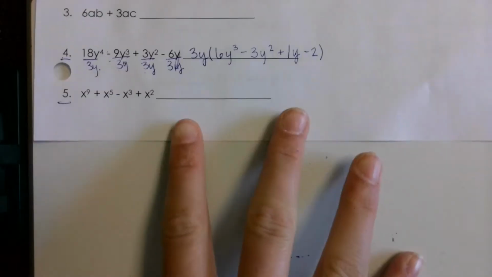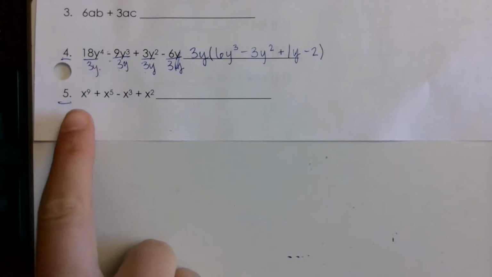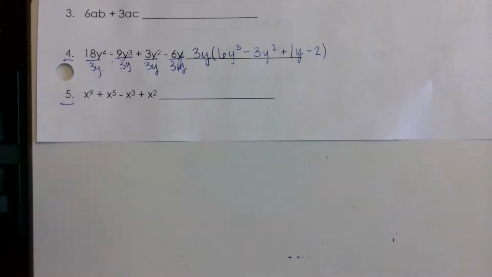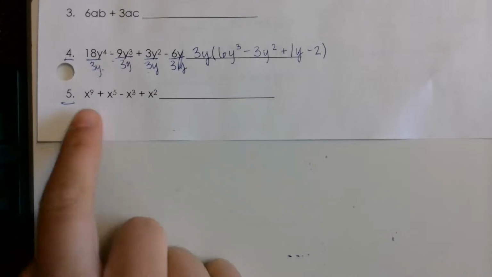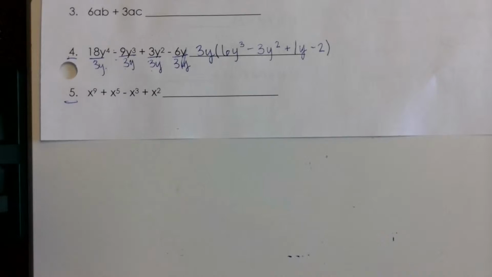All right, so looking at number 5, we don't have any coefficients this time. All of our coefficients are 1, or negative 1. So there's not really a number that we could divide everything by that's going to change. Because if you divide by 1, what happens? Stays the same, right? Nothing changes. So we're not even going to worry about that.